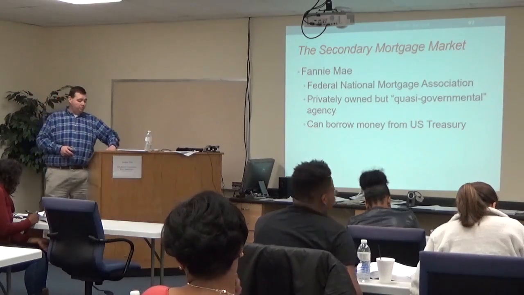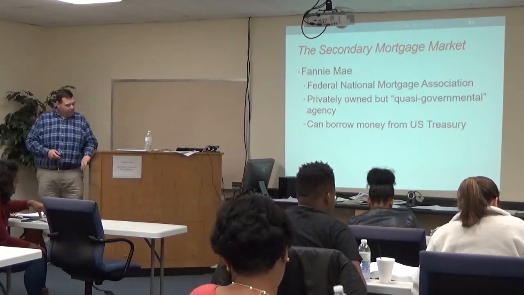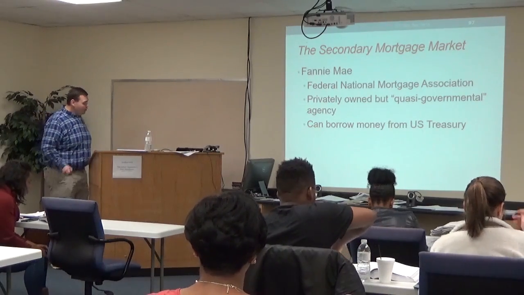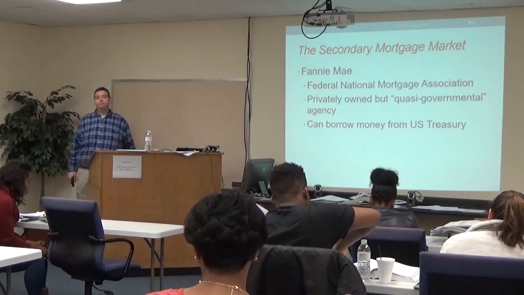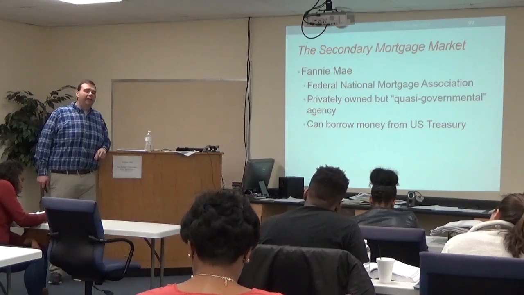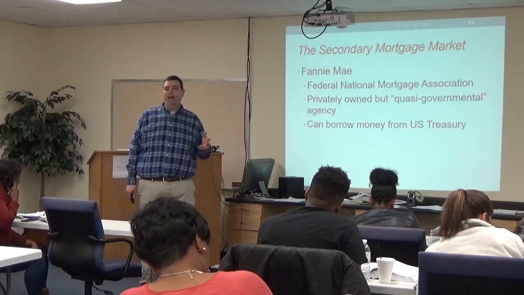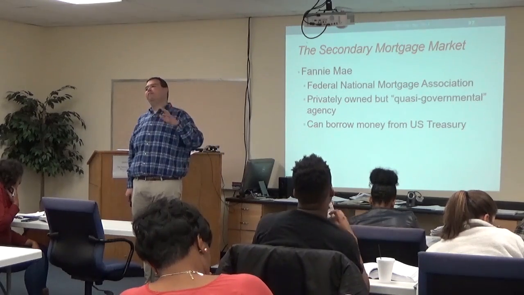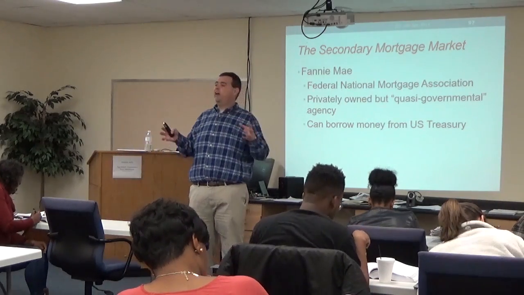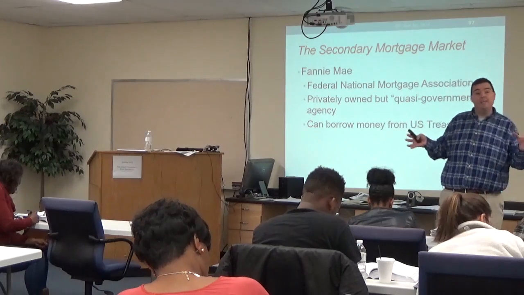No discussion of the secondary mortgage market would be a decent one without starting with Fannie Mae. In your book, on page 308, it introduces Fannie Mae. First of all, that's not the real name of it. The real name is the Federal National Mortgage Association, FNMA. This was created immediately after the Great Depression as part of the New Deal. The idea behind Fannie Mae was to give investors a vehicle to pool their money together and buy mortgages. So the government created a private company. It's not a government entity, it's a private company, but it was created by the federal government.